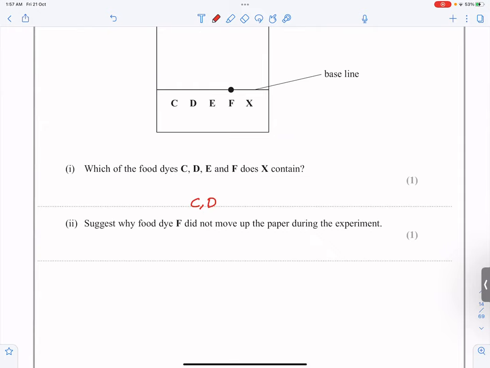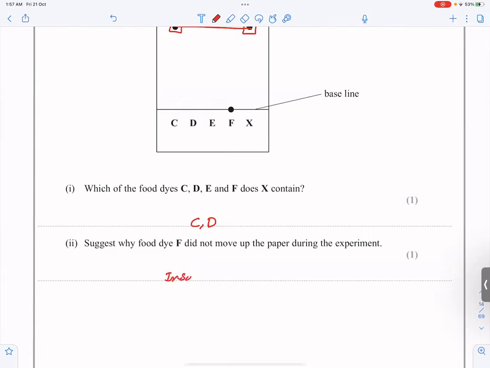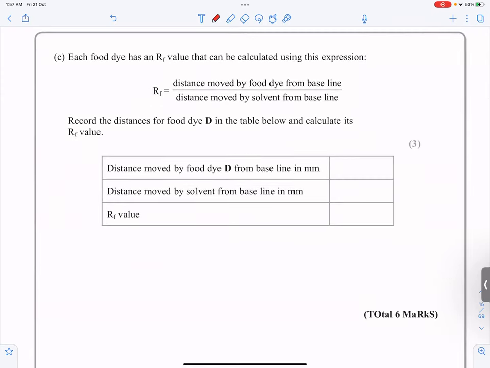Part II suggests why food dye F didn't move up the paper. So it is surely insoluble in the solvent. Each food dye has a retardation factor value that can be calculated using the expression. Using the expression, record the distances for food dye D in the table below and calculate the retardation factor.